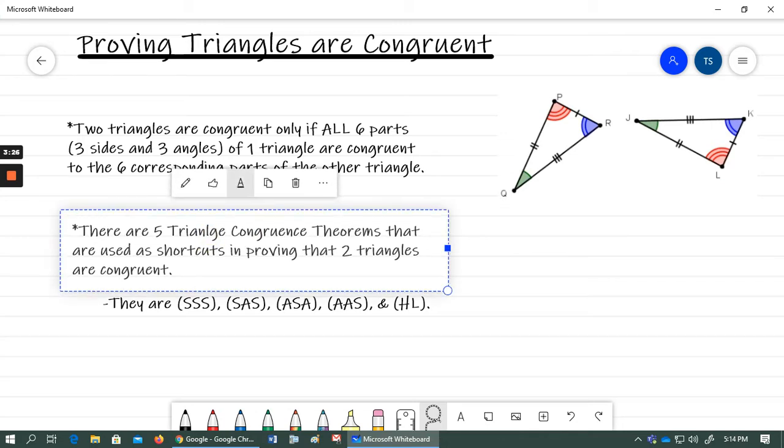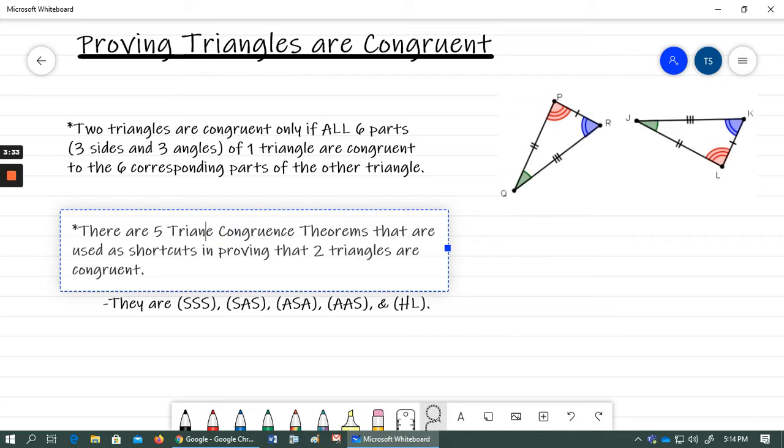Why didn't y'all tell me I spelled triangle wrong? It's all good, because I know how to spell. That's all right, I can correct that. Triangle.